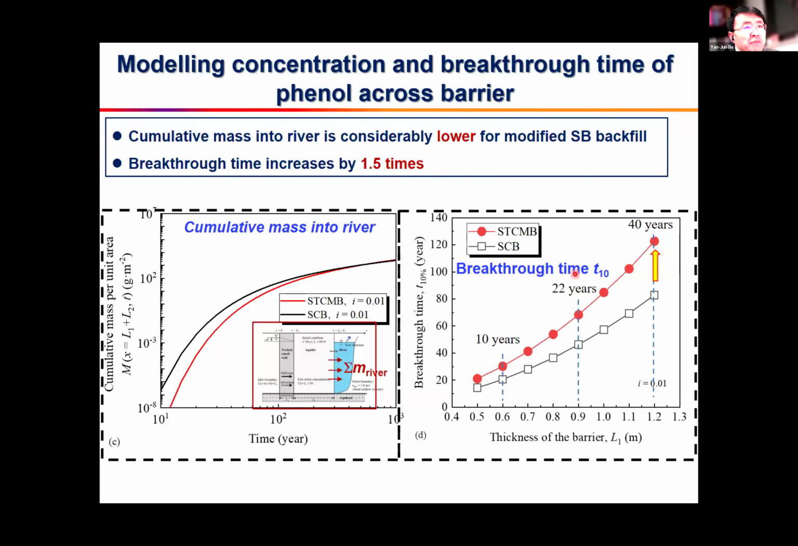For the breakthrough time in terms of T10, breakthrough time means the time to break through the vertical barrier, in terms of T10, or you can also use T50 as well. What we find is that the breakthrough time has been elevated by 10 years to 40 years, depending on the thickness of the barrier and depending on the hydraulic gradient in the aquifer.